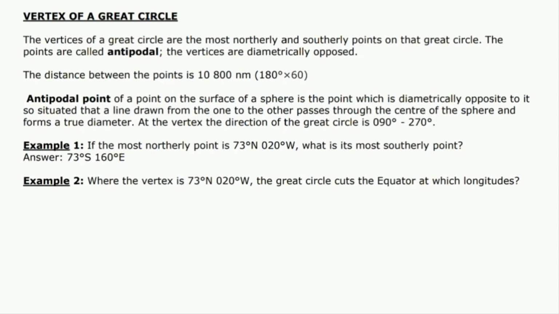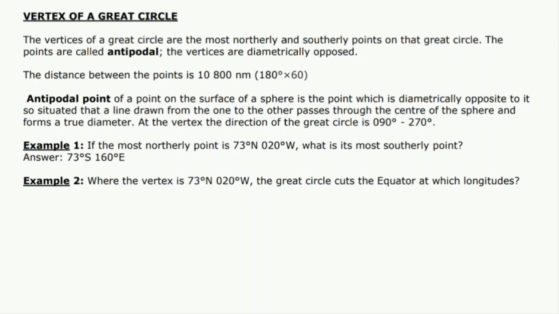The vertices are diametrically opposite. The distance between two vertices is 10,800 nautical miles. As we know, the earth's circumference is 21,600 nautical miles, because 360 degrees times 60. So the vertices distance is just half. So 180 times 60 will be 10,800 nautical miles.